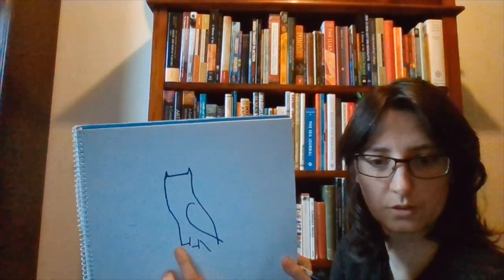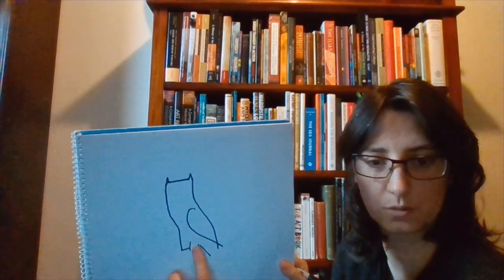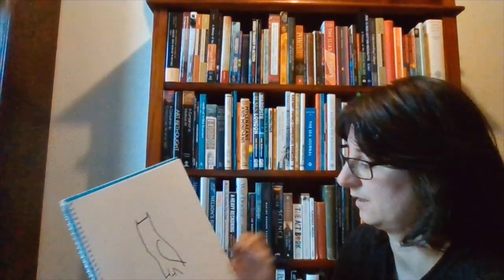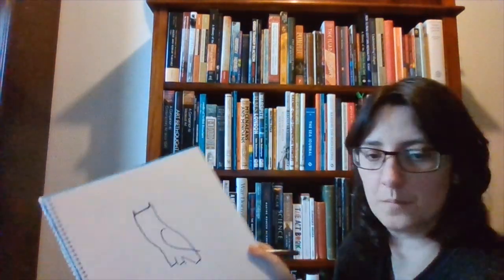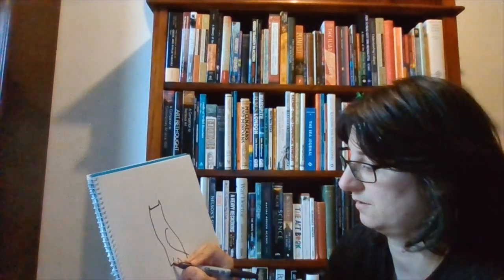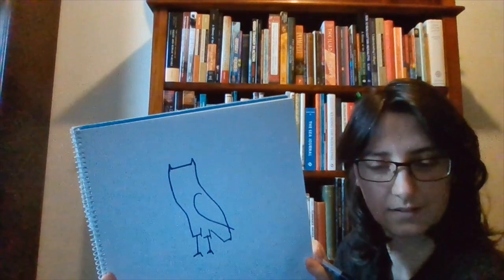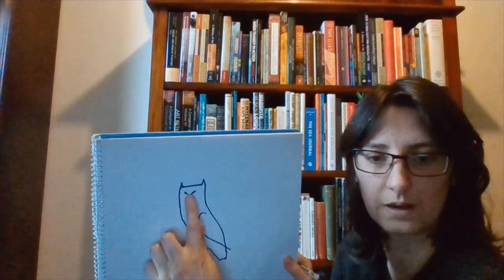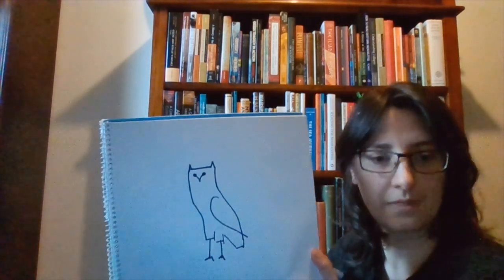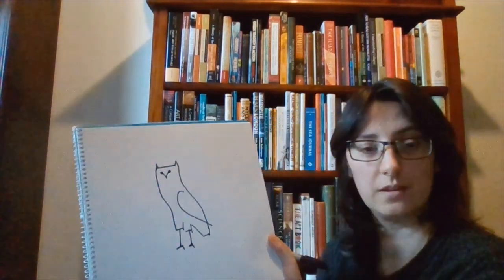So again, just a couple of straight lines here, a couple of straight lines here. Form him a tail. Add little legs. And then finally, just his face. So he's got two eyes and a beak. We'll make his eyes a little bit bigger actually, just so you can see them a bit easier. And there we have our owl.